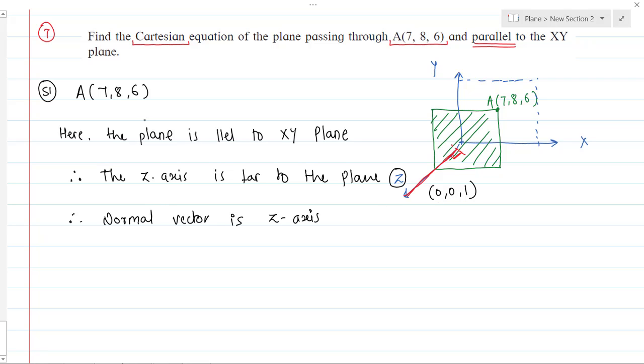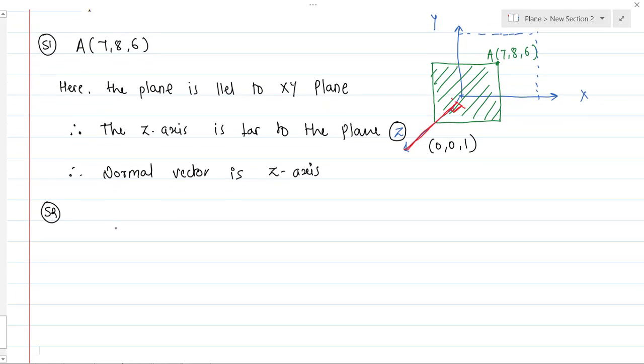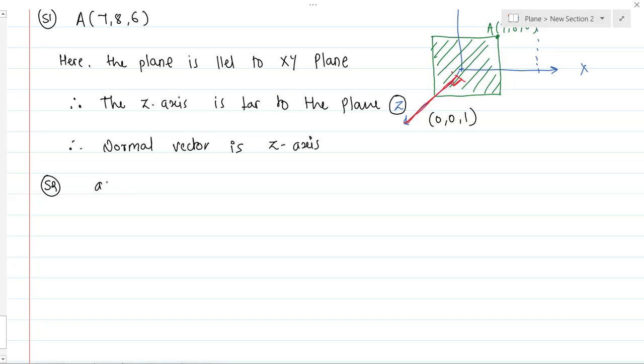Okay, so you have both pieces of information. You have the point through which your plane is passing and you have the direction ratios. So let's write down the desired equation of the plane, which is a(x minus x1) plus b(y minus y1) plus c(z minus z1) equals 0. So these are the values of x1, y1, z1, and these are the a, b, c values.